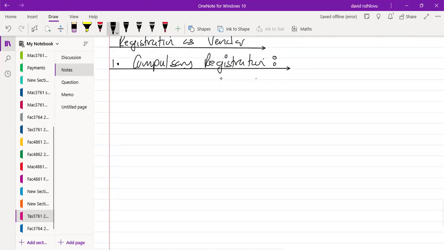If you are expected to have been issuing invoices with VAT and you did not issue them, then you'll be the one now who will be charged for that VAT that SARS would have been reduced off. So that's compulsory registration. Now, compulsory registration normally has got three instances in which one has got to register.